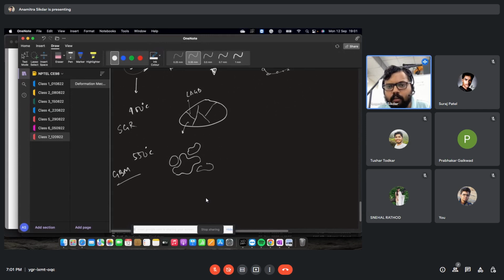So one grain will be in the microstructure, you will see this kind of grains, right? So it will be possible for the grain boundaries to readjust and create new grains which are strain free, right?